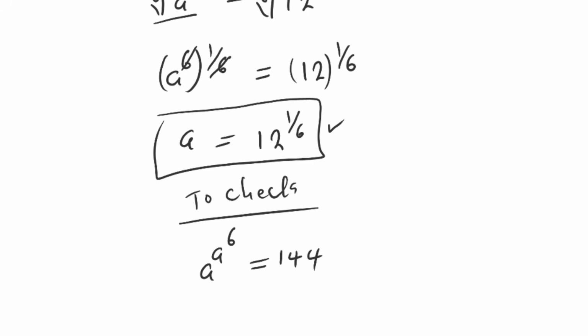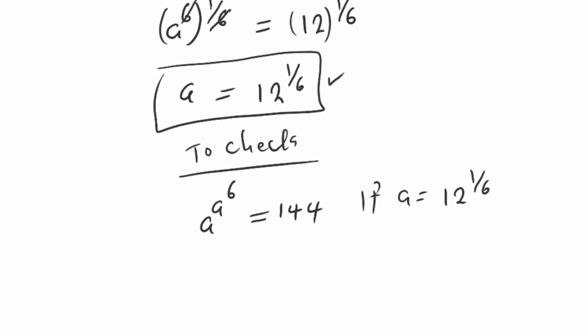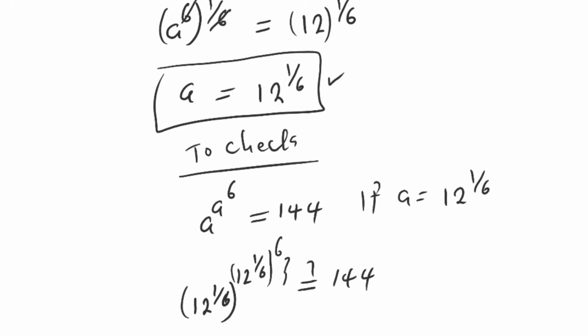Now, if a is equal to 12 raised to power 1 over 6, so we have 12 raised to power 1 over 6 to the power of 6 must be equal to 144. Now, let us consider this.